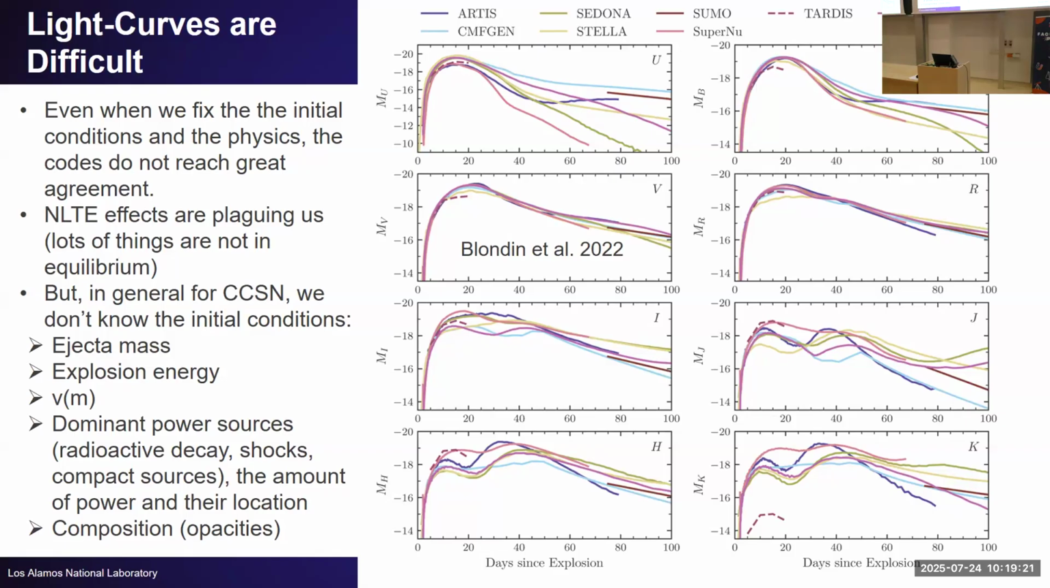Some of them have double peak features, some do not. It's the same explosion, everything is the same, and if you look at the light curves here, some of them are doing these weird double peak explosions. That's where we're at right now. The details of your modeling can make a very big difference in the result.